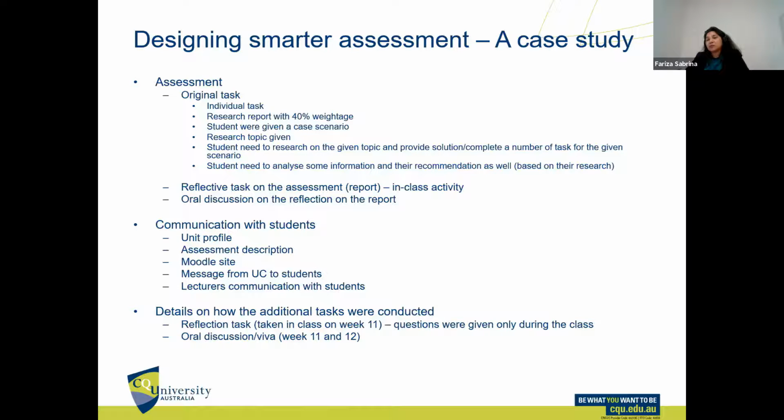So the reflective task was taken in week 11, the oral discussion and viva were in weeks 11 and 12, and the report was submitted in week 10. So that's how we ran the task.